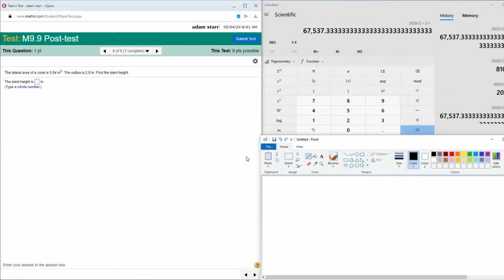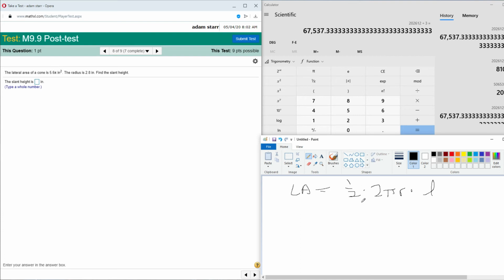A couple of questions left. The lateral area of a cone is 5.6 pi inches squared. The radius is 2.8. Find the slant height. Again, this is just a formula. Lateral area is 1/2 times 2 pi r times the slant height, which we denote by this L. So this is the formula for our lateral area.